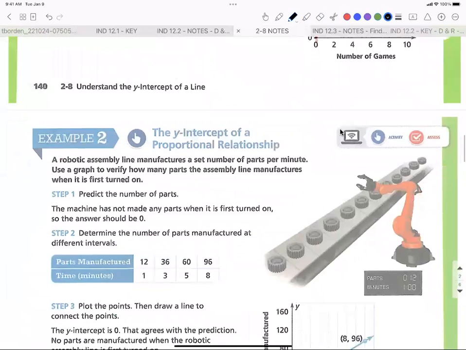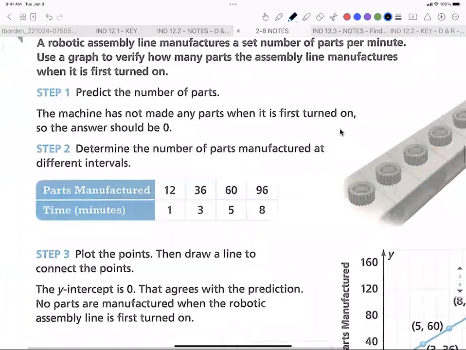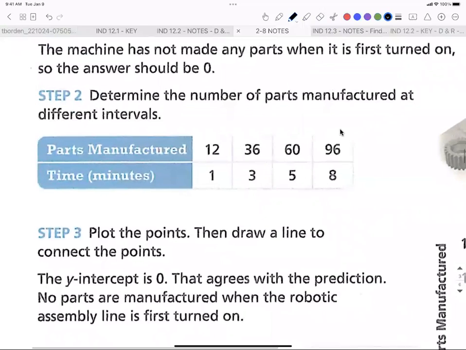All right. So now example 2 says the y-intercept of a proportional relationship. Well, let's check to see if it's proportional. And you gotta love Savas, but this table, why does it make me twitch?